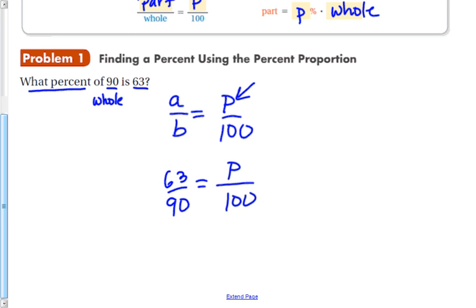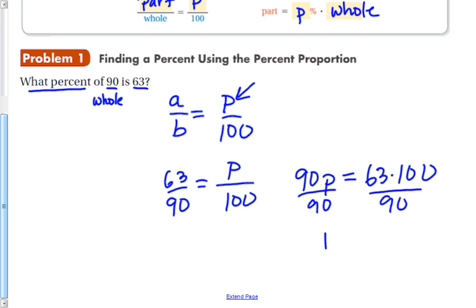And then we can use cross products here. So 90 times P is equal to 63 times 100. And then divide both sides by 90. And if you want, you can do it all in one shot. Take 63 times 100 divided by 90. And if you did it right, you should get 70. And since our answer is P, the percent, we're going to write down our answer as 70%.